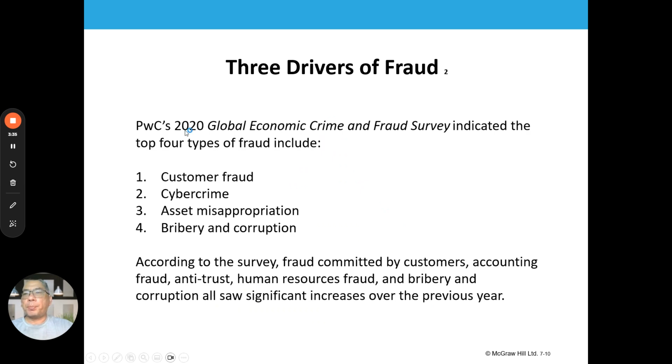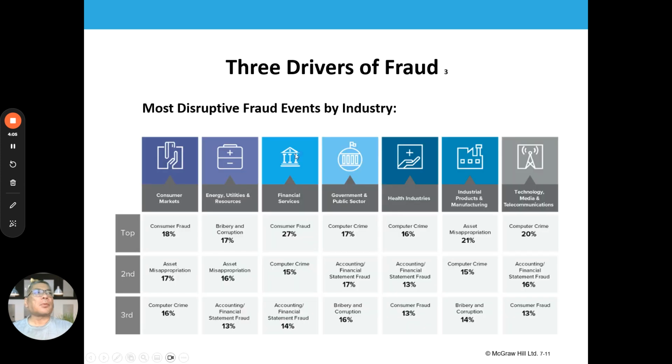The PricewaterhouseCoopers 2020 Global Economic Crime and Fraud Survey indicates there are types of fraud including customer fraud, cybercrime, and asset misappropriation, and number 4, bribery and corruption. According to the survey, fraud is mostly committed by customers. Accounting fraud, antitrust, human resource fraud, bribery, and corruption are increasing over the previous year.